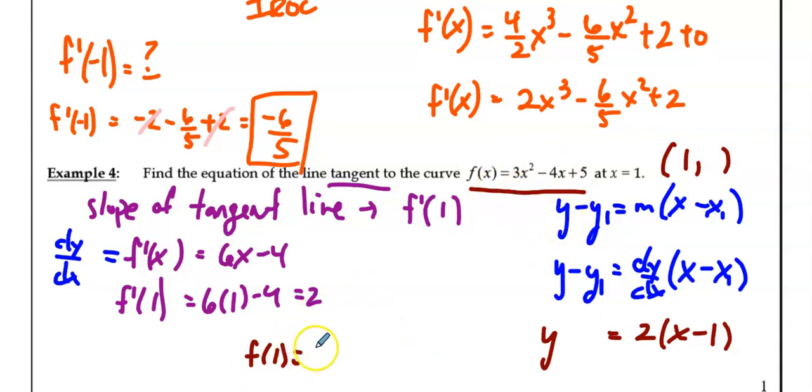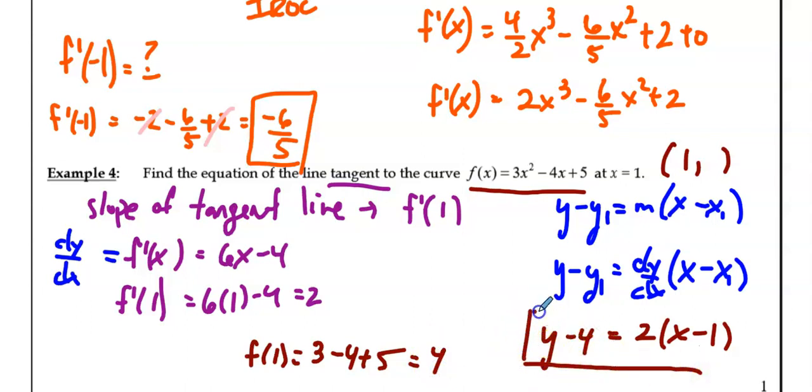So we're going to plug into our original problem. We're going to get 3 minus 4 plus 5, and this is going to be 4, so it's going to be y minus 4. So this is the equation of our tangent line to our curve at x equals 1.